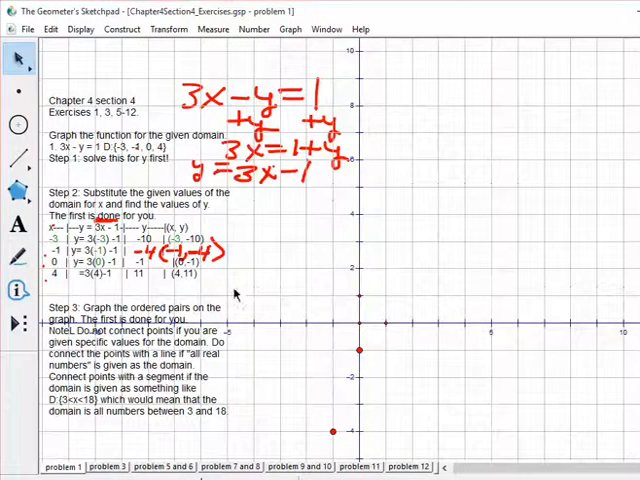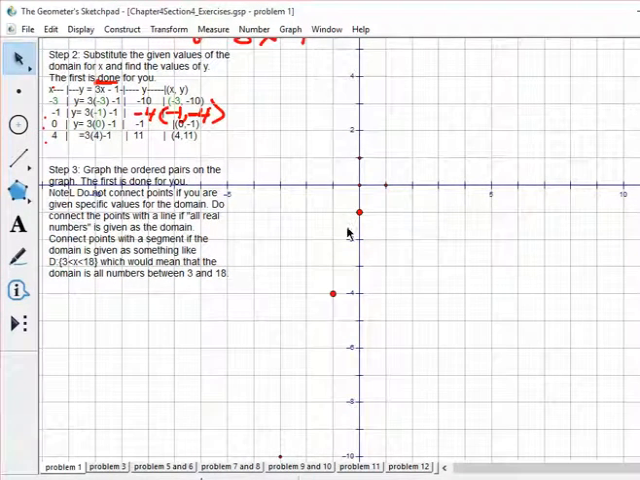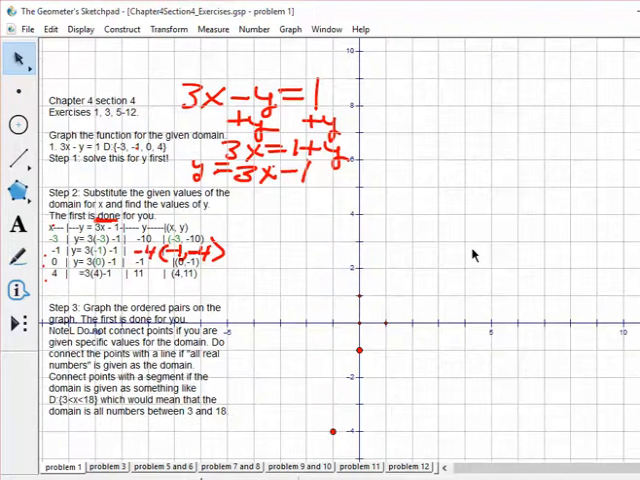They're all there. Now, I would connect these points with a line or a line segment if the domain was like all real numbers or from -3 to 4. But it's only specific discrete values. This is the discrete function, and I want to leave it with discrete points. So I don't do anything else with this. That's what this is saying right here. Don't connect the points for number 1.